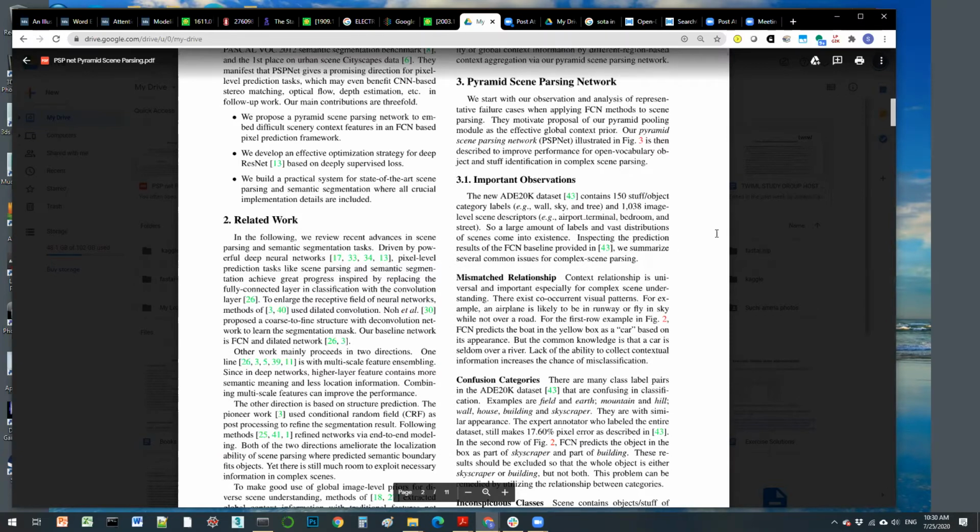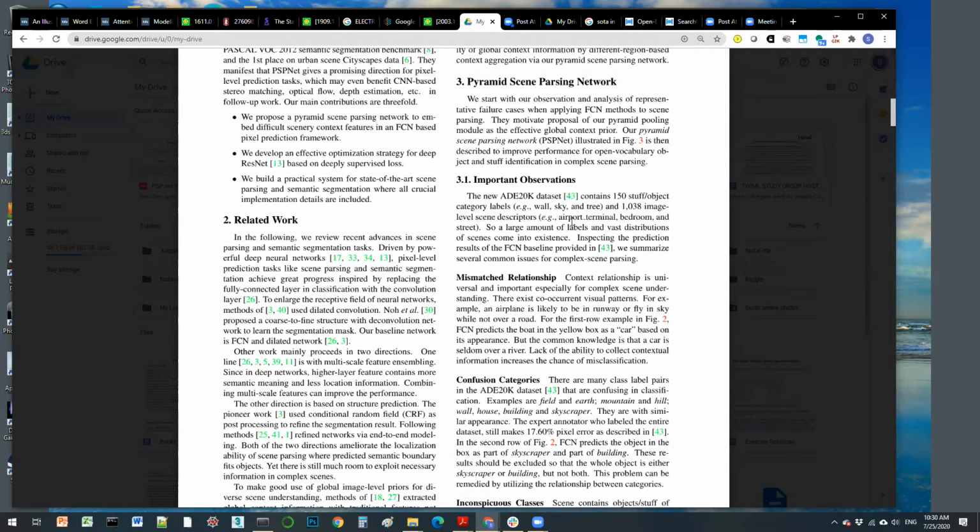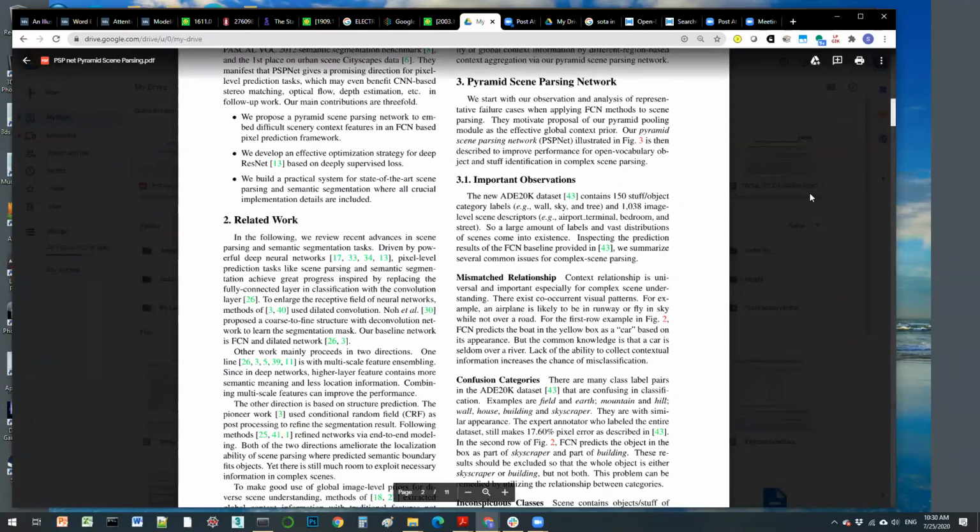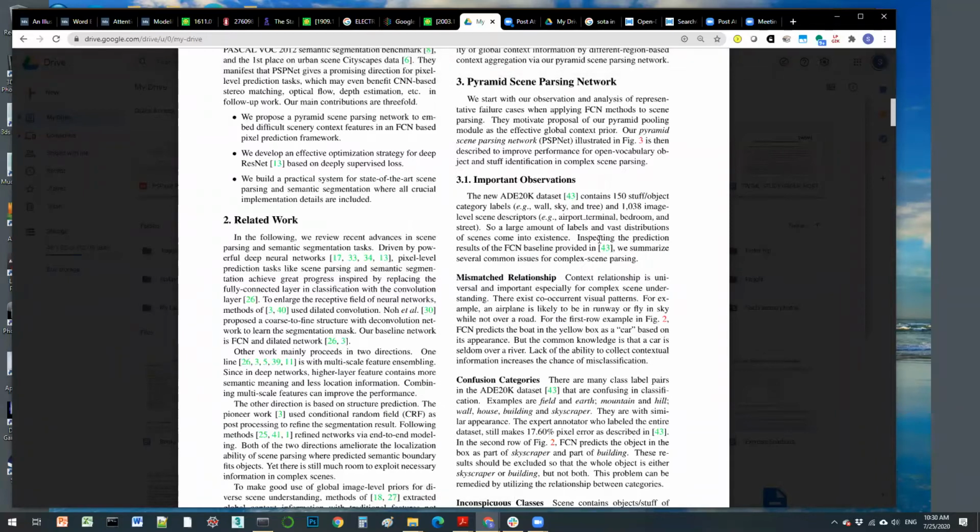And one of the things I like about the paper is it talks about the motivations, if you will, of why, or the problems that solutions provided thus far have had. And that's what they cover in the important observations part of the paper, section 3.1.